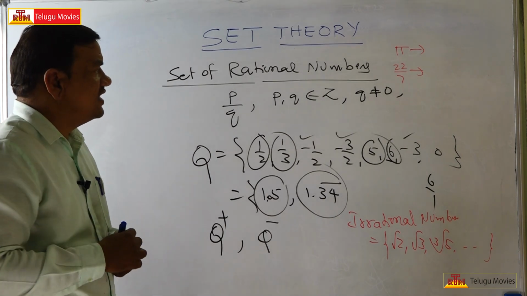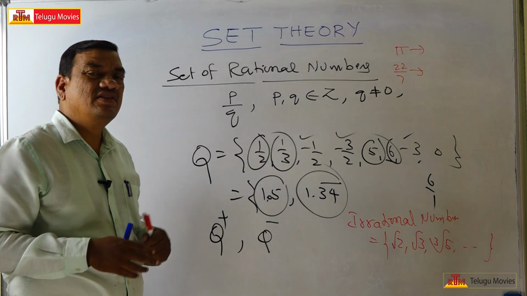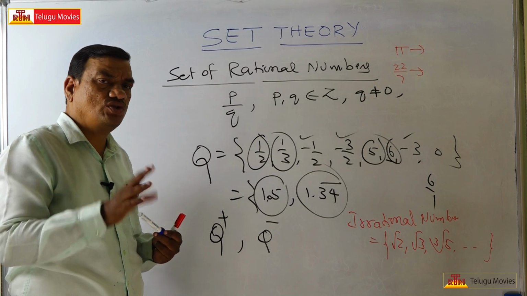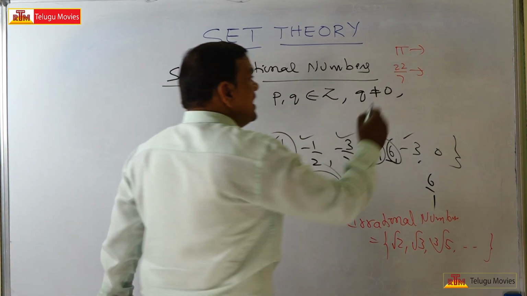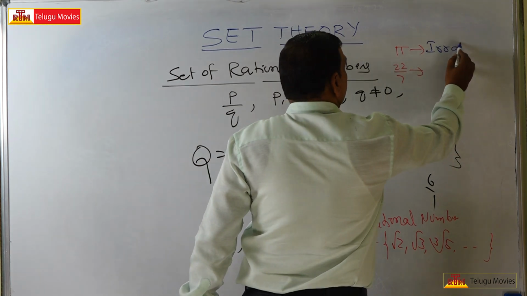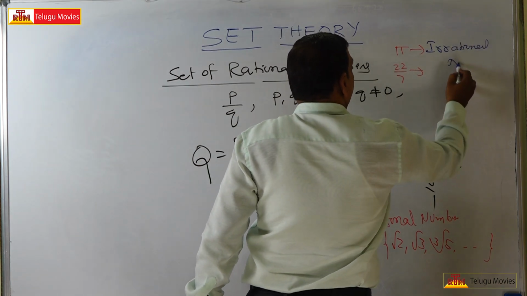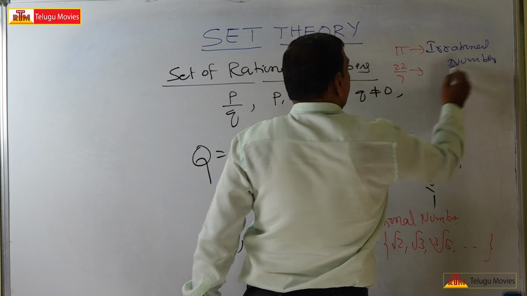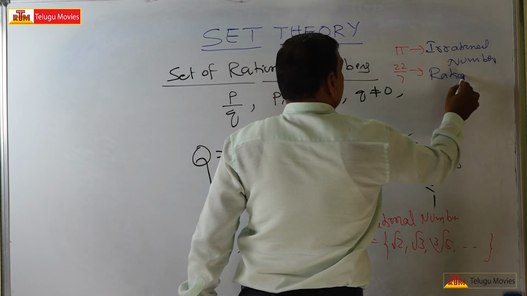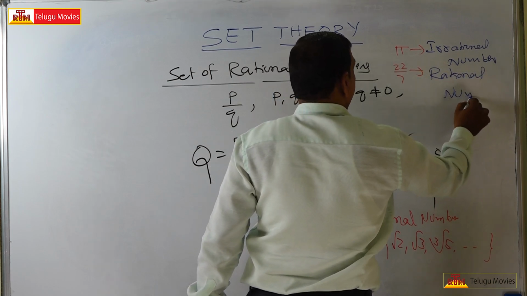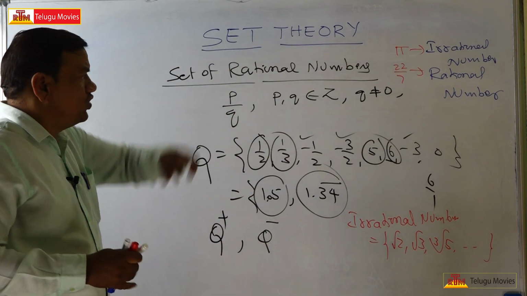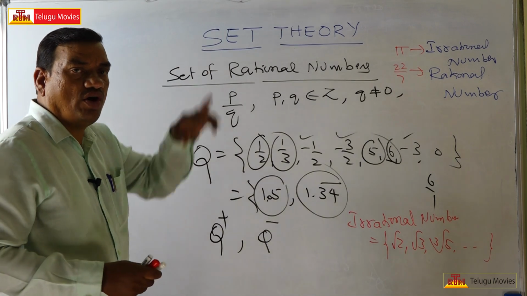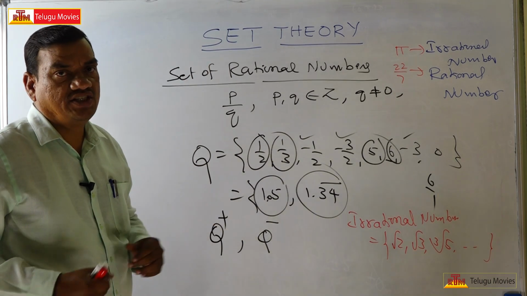Everybody says that, sir, pi means 22 by 7, therefore pi is a rational number. Of course, 22 by 7 is also a rational number. So always remember that pi is an irrational number. 22 by 7 is a rational number. Understand? Right. So let us see the union of these sets, what we call it. Okay, let us see this.